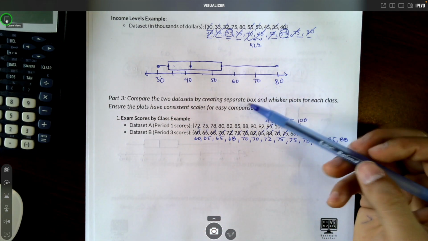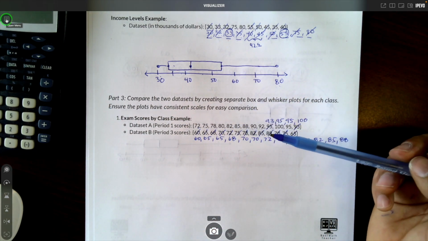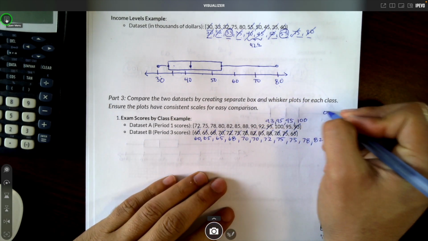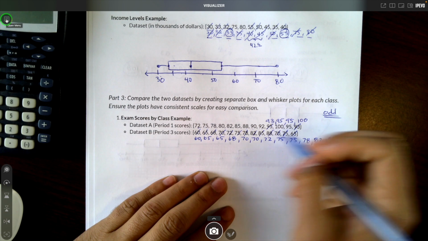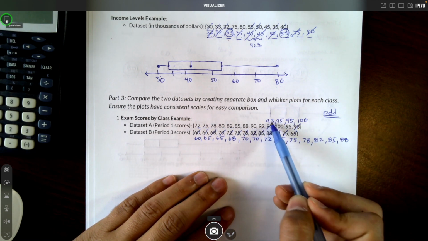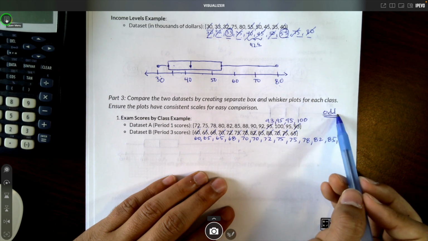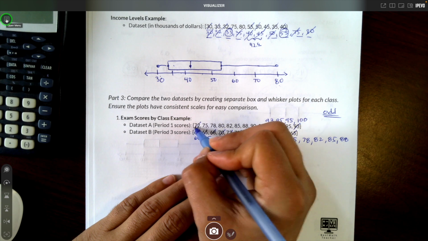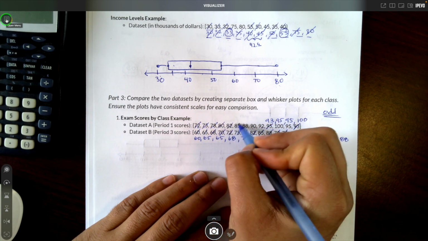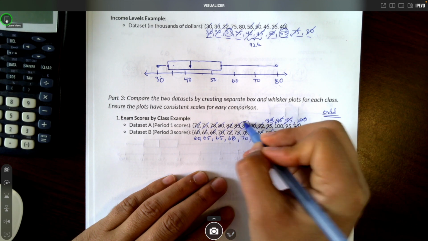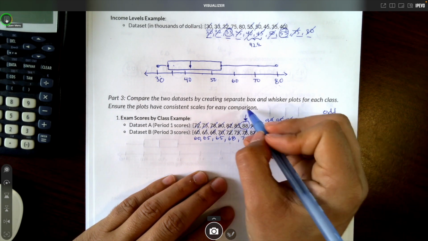Some of these might be even or they might be odd. Well, we want odd numbers, okay? So let's count 1, 2, 3, 4, 5, 6, 7, 8, 9, 10, 11, 12, 13. Okay, that's odd. So that means that we're going to have a number in the middle. So I'm going to cross out 1, 2, 3, 4, 5, 6 on each side. So 88 is my middle number, my Q2.